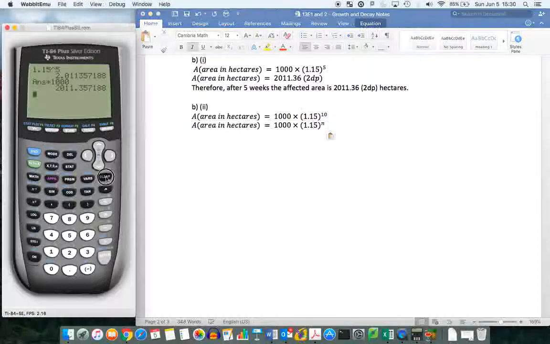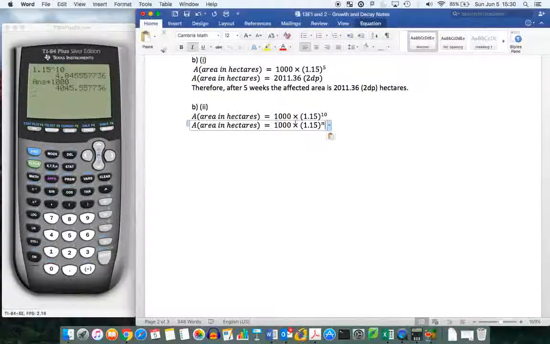So we've got the calculator out. 1.15 to the power of 10 times that by 1,000. That comes to 4045.56 to 2 dp.